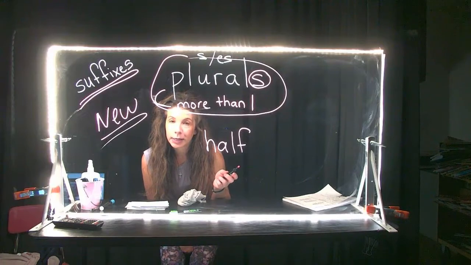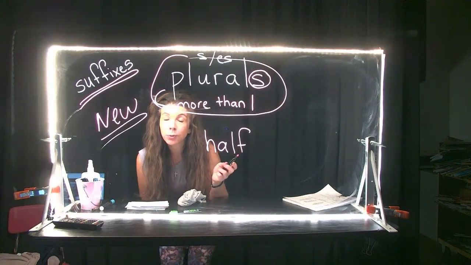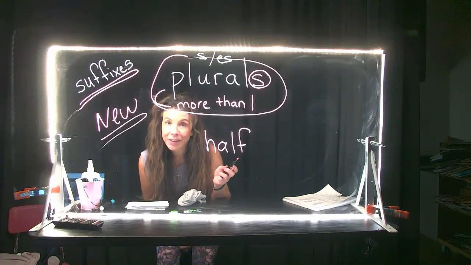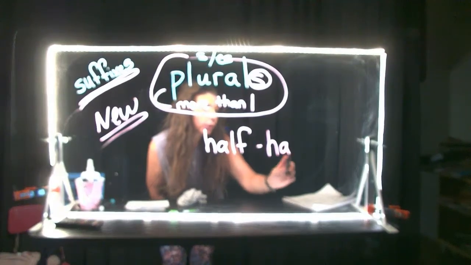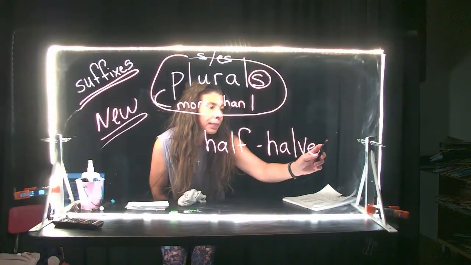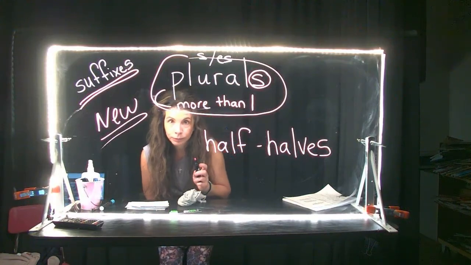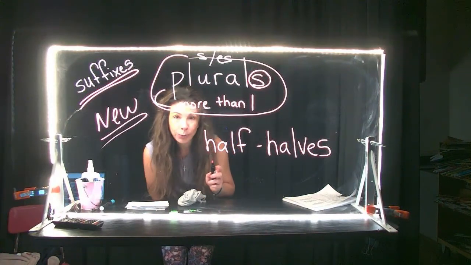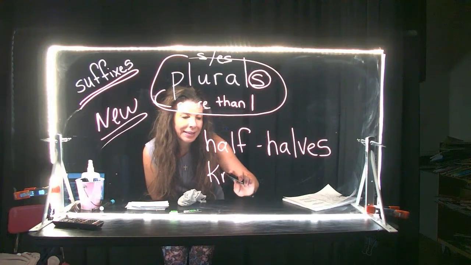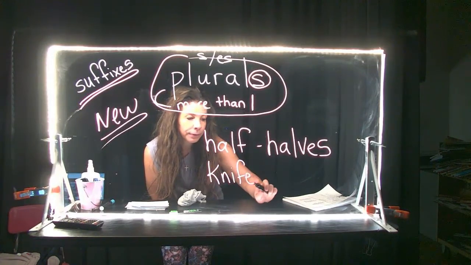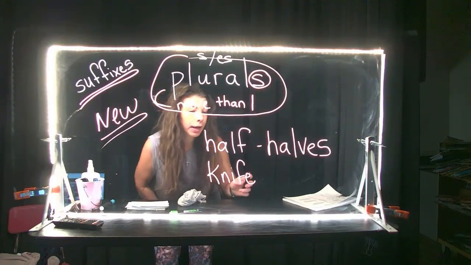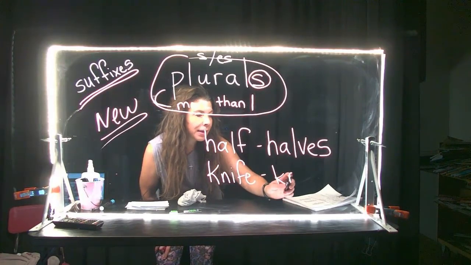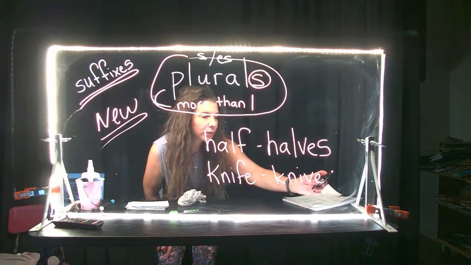Let that sink in. I'm going to say it again. If a word ends with an F, you change the F to a V and add ES. So one half or two halves. Now, if the word ends with an FE, like in the word knife, same rule applies. One knife, many knives.